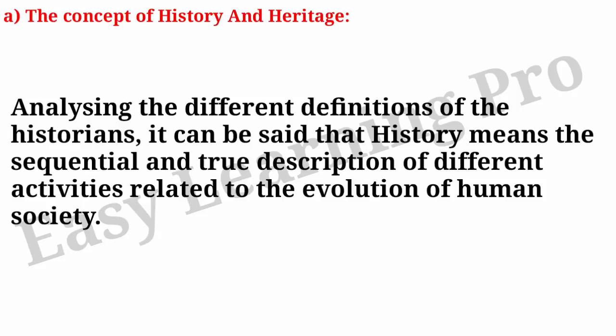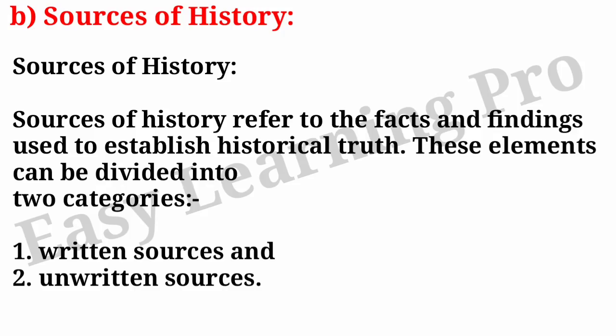Then we have to answer the second question, that is the second indicator, sources of history. Now we are going to answer the second indicator, that is sources of history. Sources of history refer to the facts and findings used to establish historical truth. These elements can be divided into two categories. First, written sources, and second, unwritten sources.